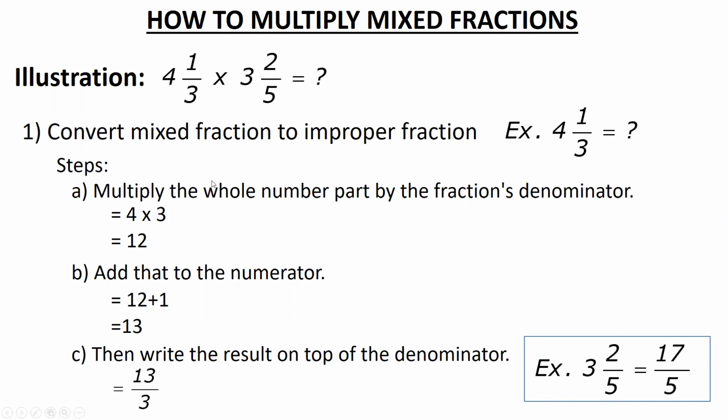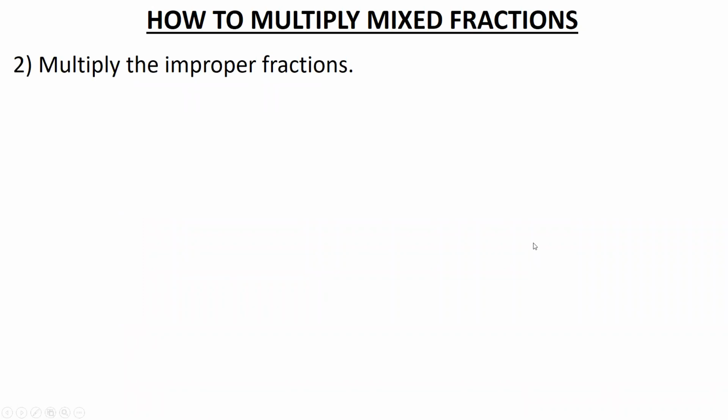Okay, so after converting the mixed fractions to improper fractions, the next step is to multiply the improper fractions. So originally we have 4 and 1/3 times 3 and 2/5. And the improper fraction for 4 and 1/3 is 13 over 3, and for 3 and 2/5, 17 over 5. So what's the product?